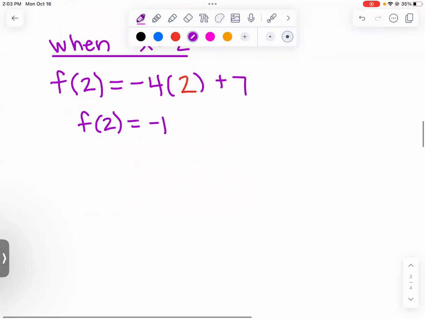Okay, let's try another one. Turn the fan on, they say. All right.